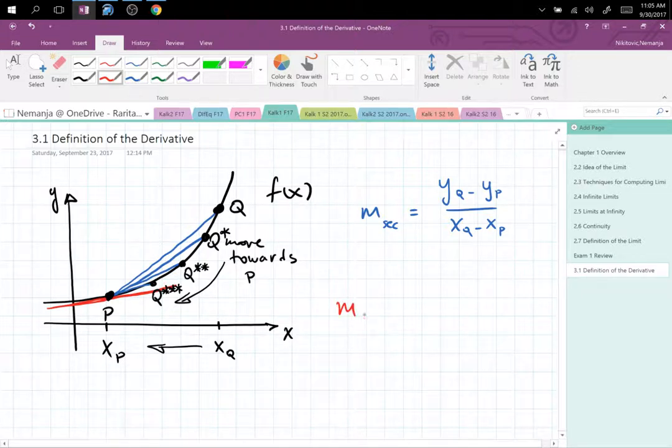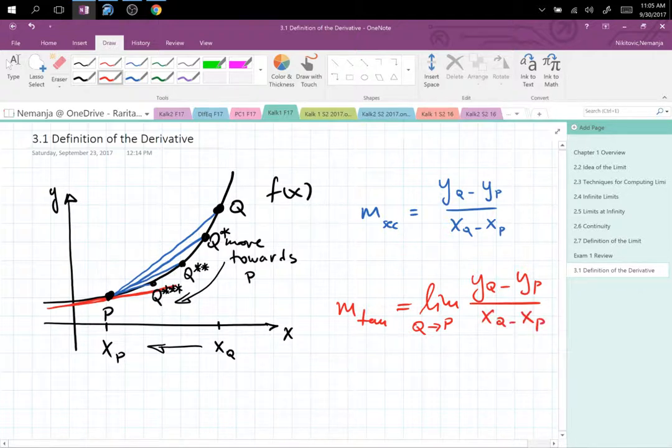So M tangent, in this case, is going to be the limit as point Q goes to point P of YQ minus YP over XQ minus XP. Limit. And you know how to compute limits. If it's difficult, crazy, and insane, just use the chart. There's always a way to compute the limit, right? Could be graph, could be anything.